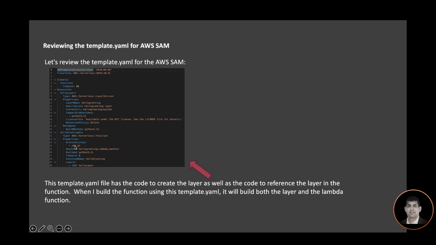The second resource here is the Lambda function, and this is a very simple hello greeting Lambda function using the same runtime of 3.11. It has a timeout of 5 seconds. And then the most important thing here is that if you see the layer property, I'm actually referencing the same layer here that I am building through this AWS SAM. So this SAM template file has both the resources, the layer itself, and then the function that is referencing the layer.